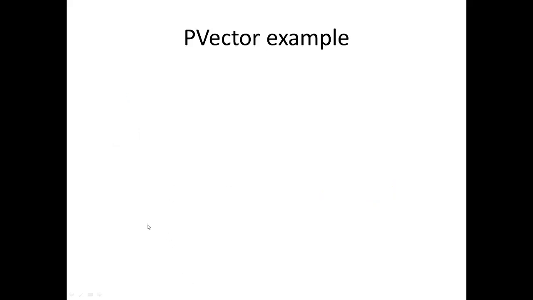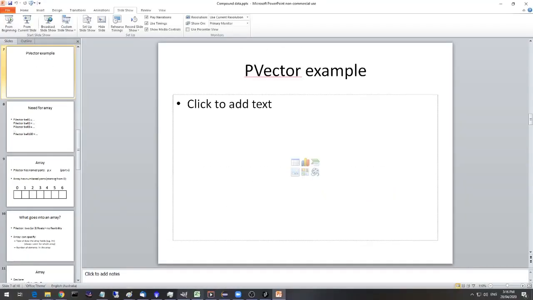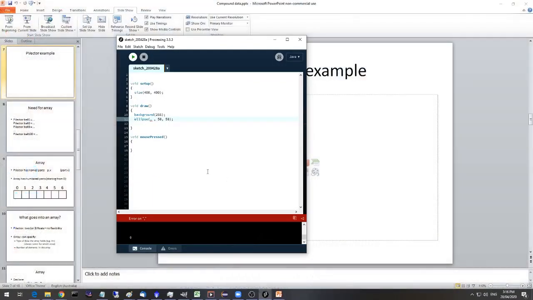So let's have a look at a PVector example. Let's think about the example of an ellipse that falls down the screen. So we've got a 400 by 400 window. Let's create a PVector here.